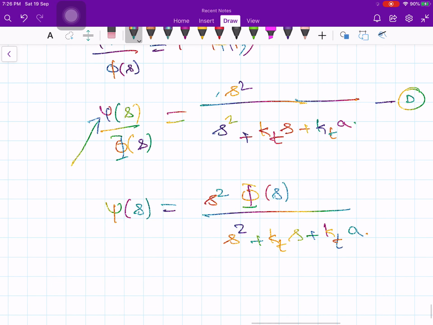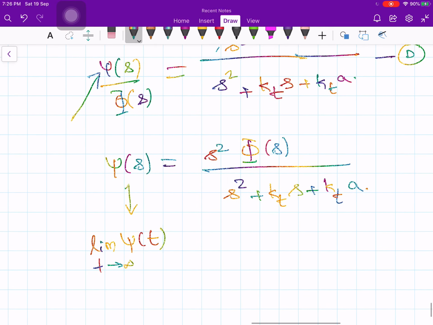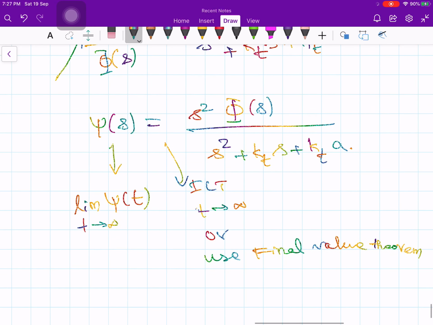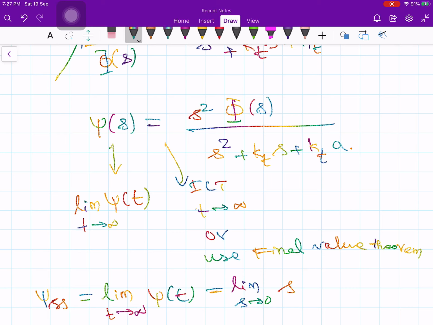Now, how can I find out the steady state error? Steady state error means psi of t when the limit t goes to infinity. That's what we mean by steady state error. At final, what is my error? Either you have to take the inverse Laplace transform and allow t to go to infinity, or you can use the final value theorem of the Laplace transform. What the final value theorem says is, your steady state error psi ss is equal to the limit t goes to infinity of psi of t, which is equal to the limit s goes to 0 of s times psi of s.